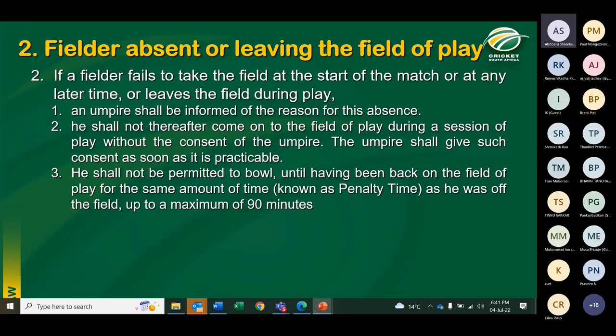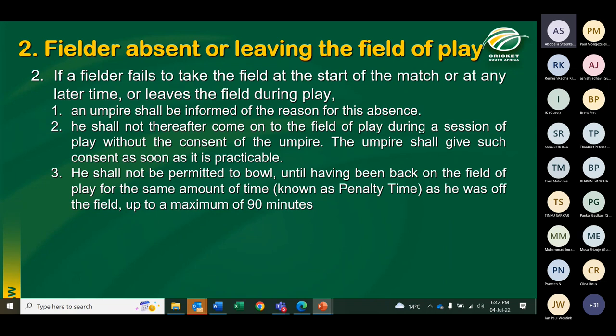But just to emphasize point number three again, before the player that went off the field of play is allowed to bowl, he or she needs to be on the field of play for the same amount of time that he or she was off the field of play. As a quick example, a player leaves the field at 10:30, returns at 10:50. How long was the player off? 20 minutes. So if the player came back onto the field at 10:50, when can that player bowl again? Yes. That player needs to serve 20 minutes of penalty time. So at 10 past 11, that player can bowl again.